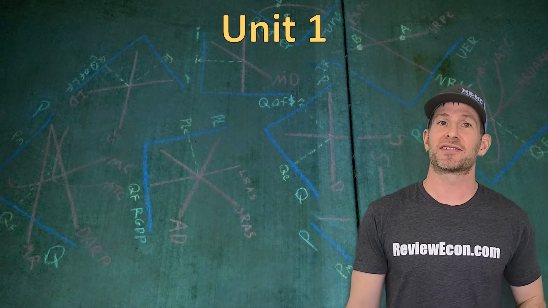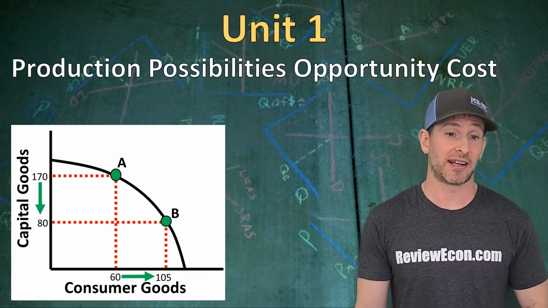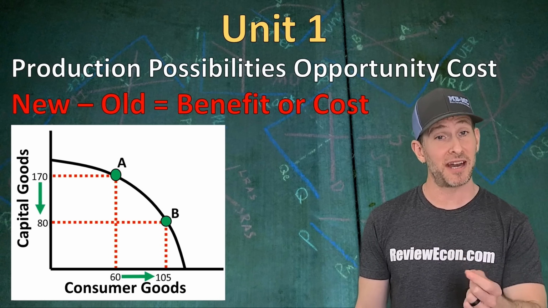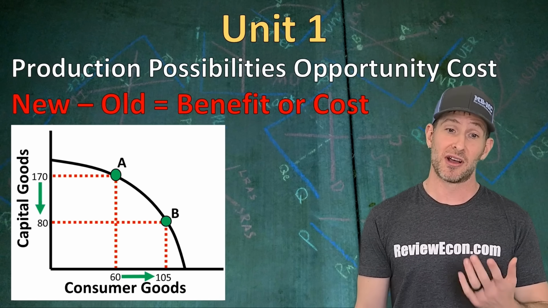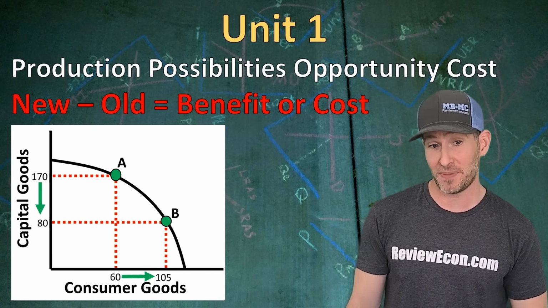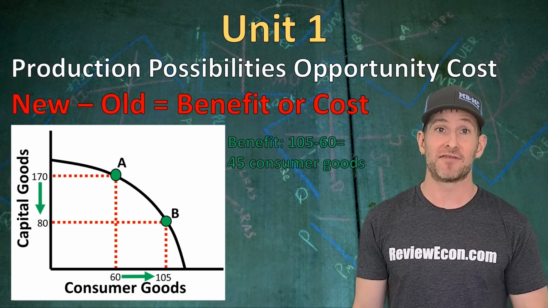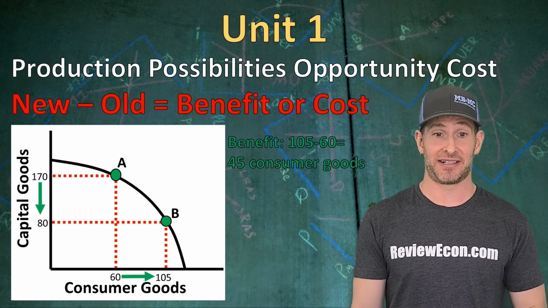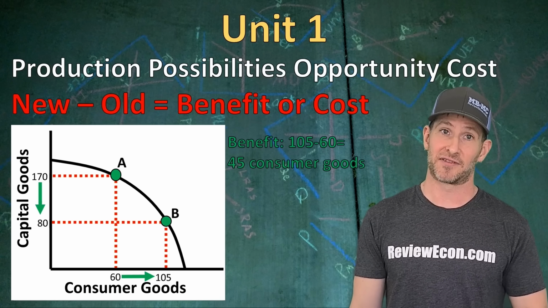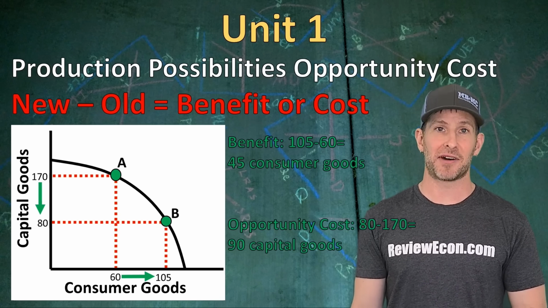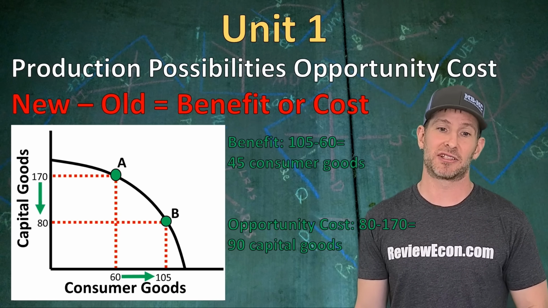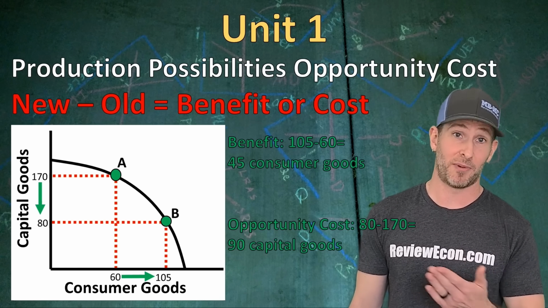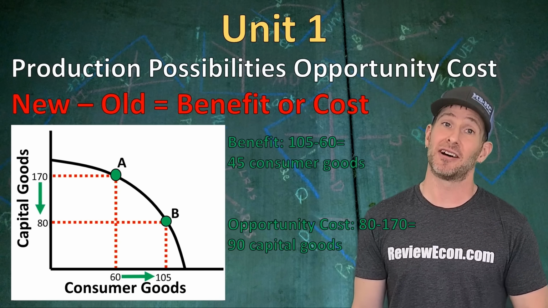If you see a production possibilities curve on your test, you could be asked to calculate the opportunity cost of increasing production of one of the goods. If you take the new number minus the old number, that will give you the benefit or the cost of the change in production. So for example, if we go from point A to point B, we have a benefit of 45 units of consumer goods because the old amount was 105 units and the new amount is 60 units. That gives us 45 units of consumer goods as the benefit. Our capital goods are now at 80 units of output, but they were at 170 units of output. That means that the opportunity cost of increasing consumption of consumer goods from point A to point B is actually 90 units of capital goods.